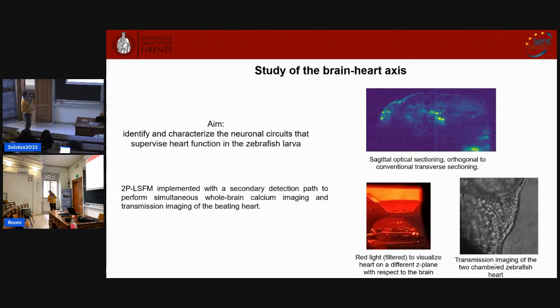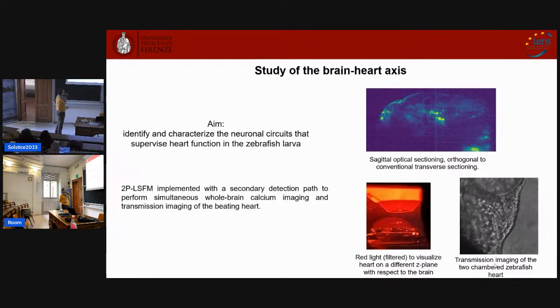This is a movie showing the calcium activity at different depths into the brain. And of course we are very interested, as we will show in humans, in brain-body interaction and the interaction of the brain with other organs. In this case, we are studying two axes: the brain-heart axis and the brain-gut axis.